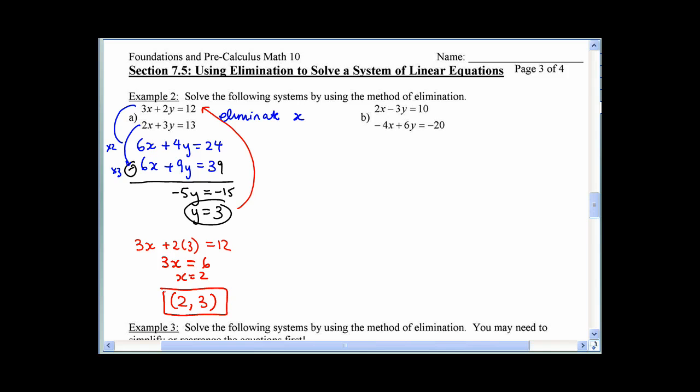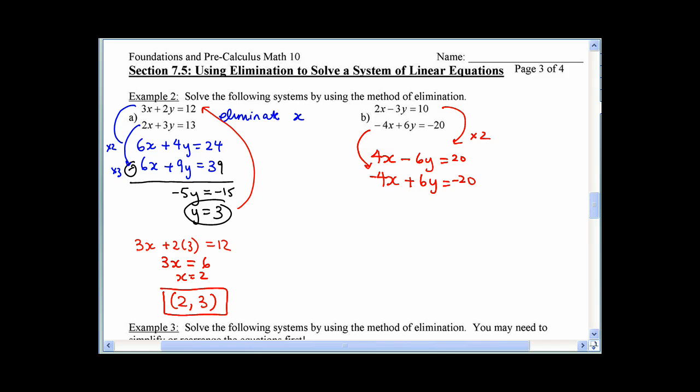Do the same thing for B. This time I'm going to switch it up and try to eliminate y. So I'll take equation number 1 and multiply that by 2. 4x minus 6y equals 20. The second equation I just keep as is. No need to change.